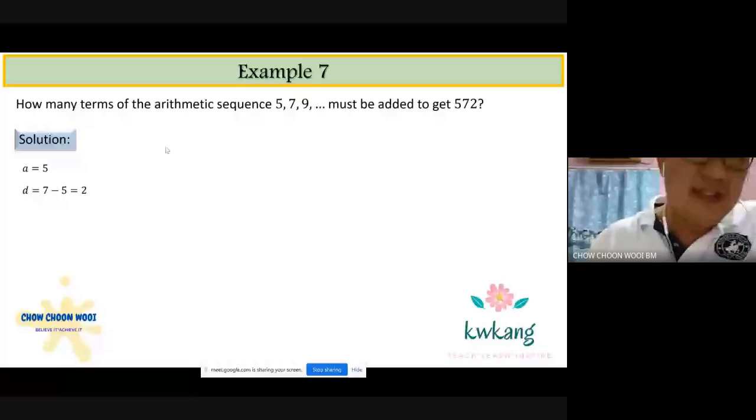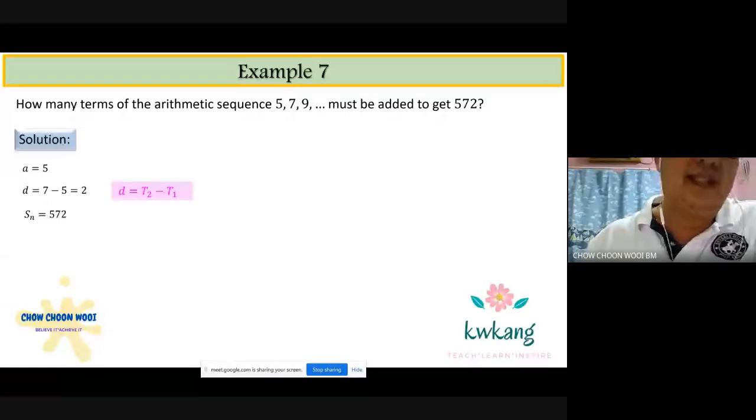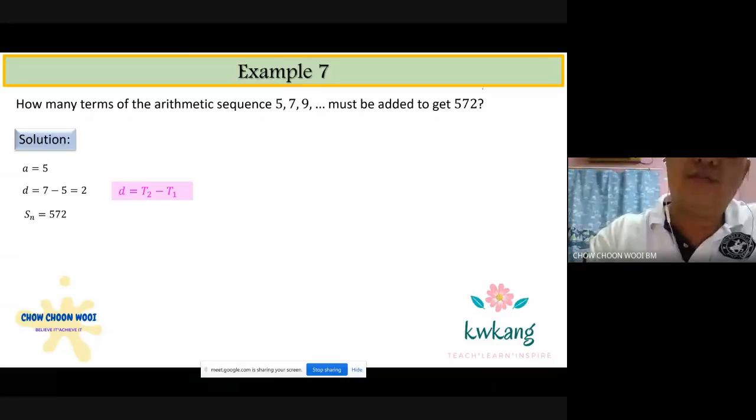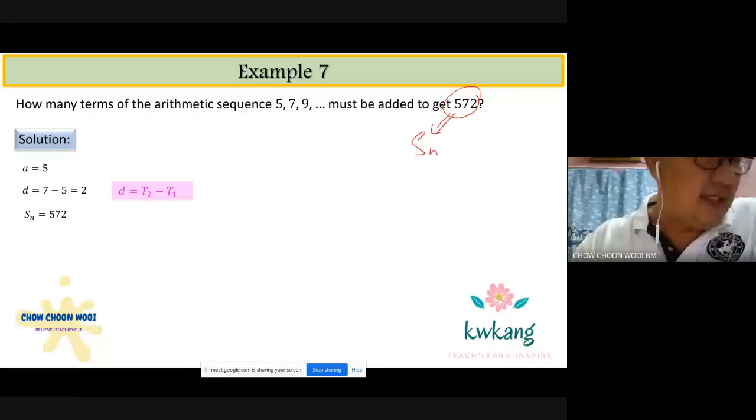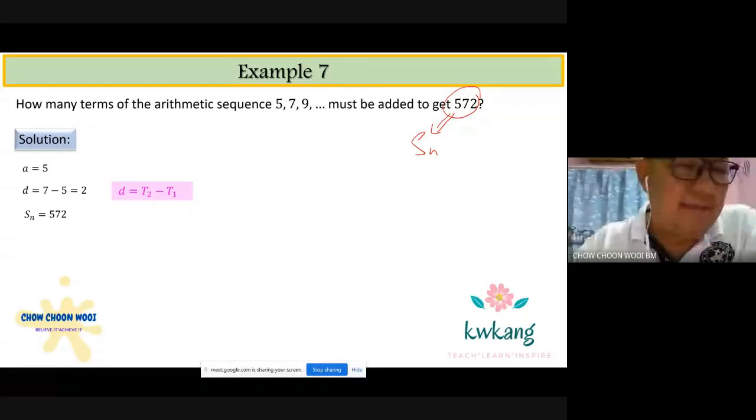Okay. Dah dapat? Kemudian macam mana? Since Sn is equal to 572, then we determine the N. Dia bagi soalan bagi yang ni merupakan Sn. So Sn is equal to 572. So we need to determine the value of N. So given that Sn is equal to n over 2 times 2A plus n minus 1 D.